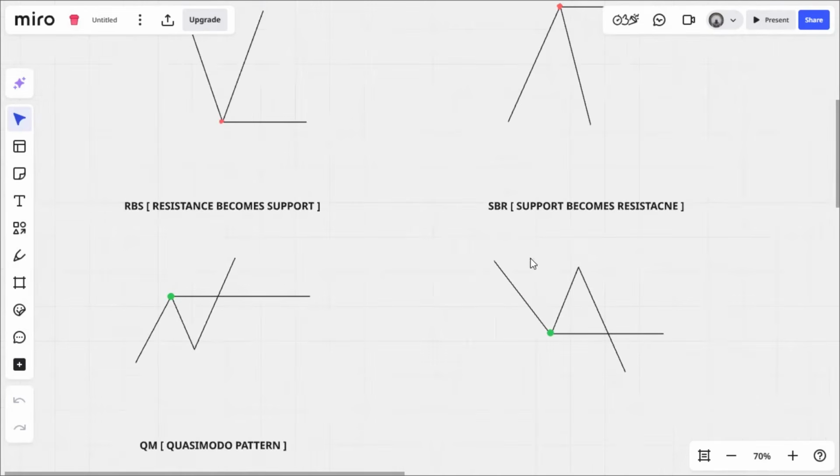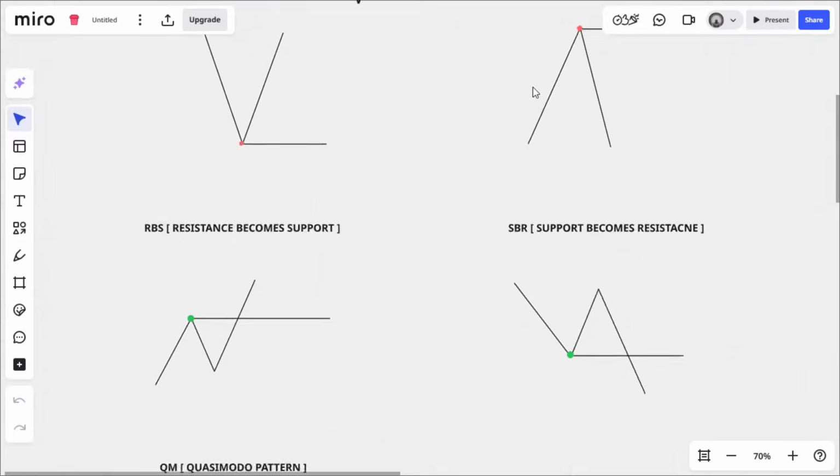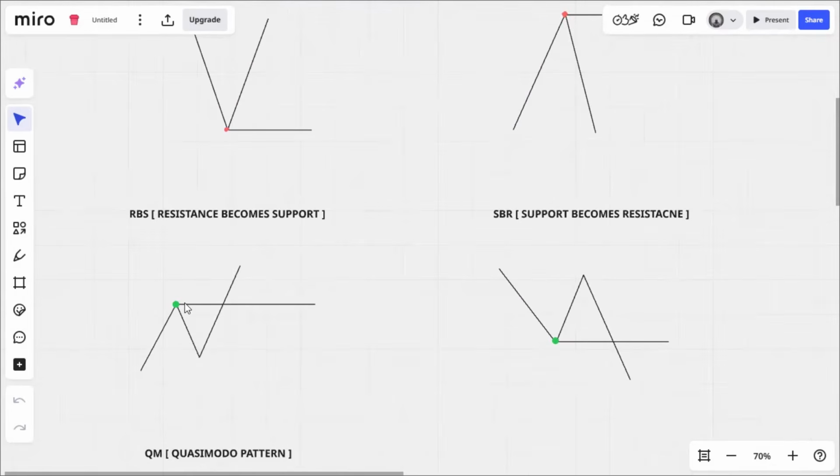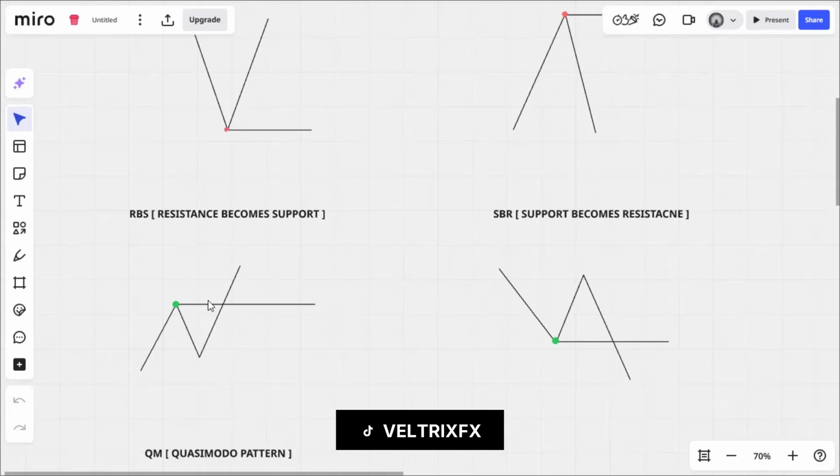When RBS is forming, the market structure is gonna look like this. First, we need to have a resistance, this A shape right here. The market needs to give a structure shift and break this resistance level with a candle body close. It must be a candle body close. Without a candle body close, we can't take this level as a valid level.